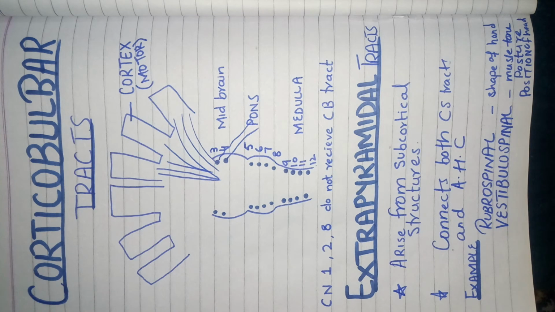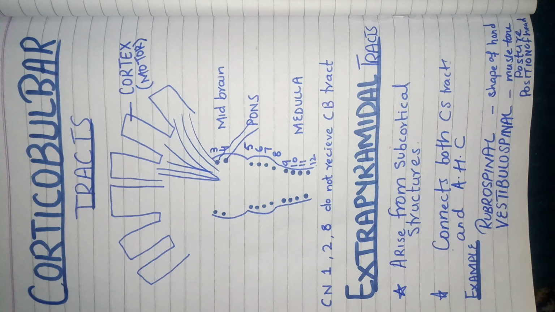You can see in many places a table giving the names of the extrapyramidal tracts. I have not mentioned the table. At most places it tells where they arise, where they go, and what they do. So you can get it from your anatomy books or any other reliable source which you find easy.